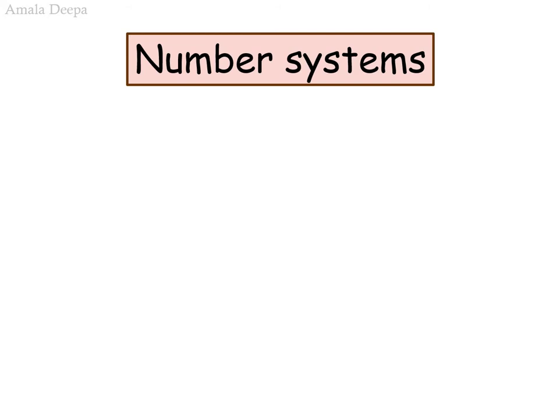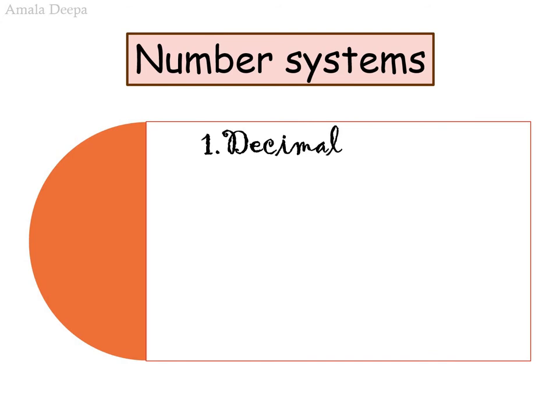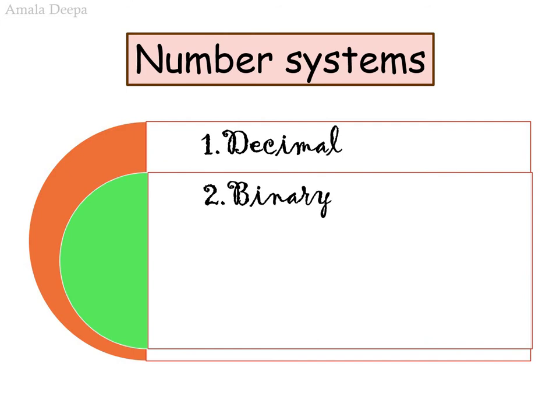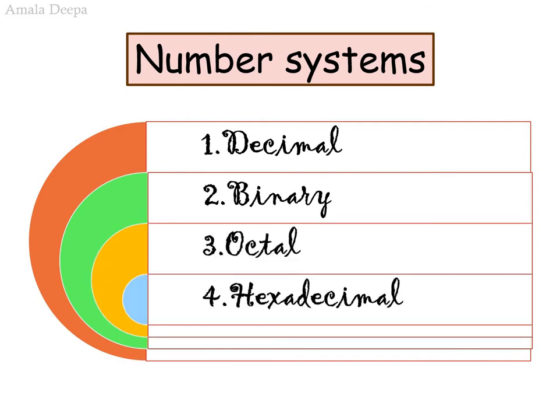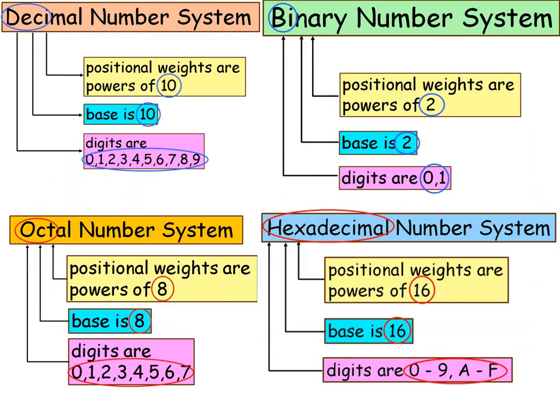In my previous sessions, I have discussed all the number systems. Let us review them. There are 4 number systems: decimal, binary, octal and hexadecimal. Now take a look at the 4 number systems.